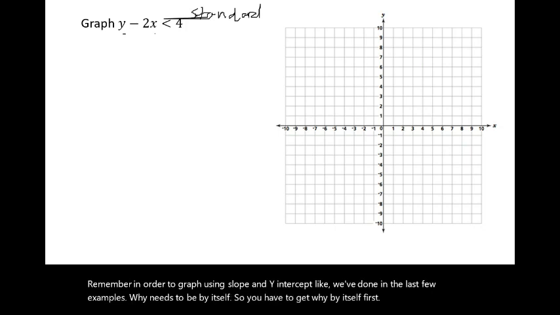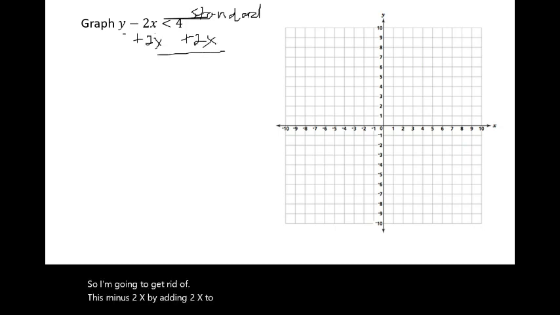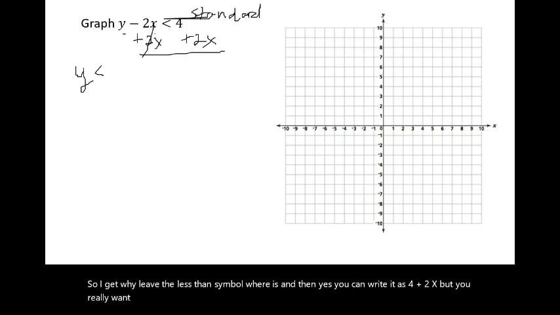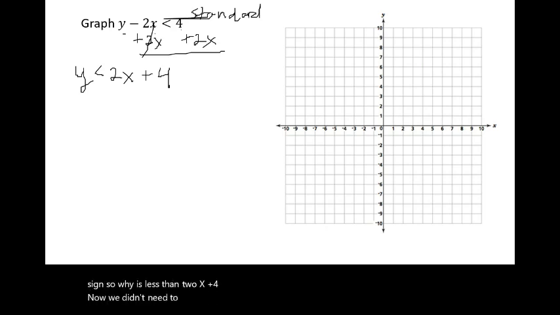So I'm going to get rid of this minus 2x by adding 2x to both sides. So I get y, leave the less than symbol where it is, and then, yes, you can write it as 4 plus 2x, but you really want to try and stay consistent to the y equals mx plus b format. So I'm going to put that positive 2x first. And since that 4 was also positive, I'm going to separate them with the plus sign. So y is less than 2x plus 4. Now, we didn't need to divide by anything. y is already by itself, so that was all we needed to do for that.